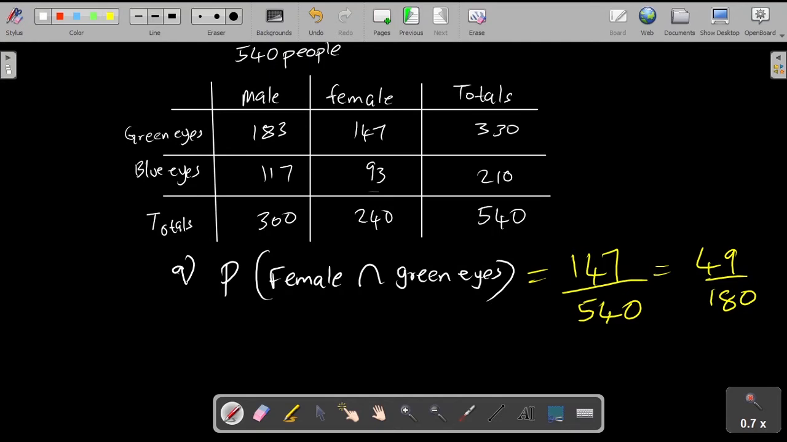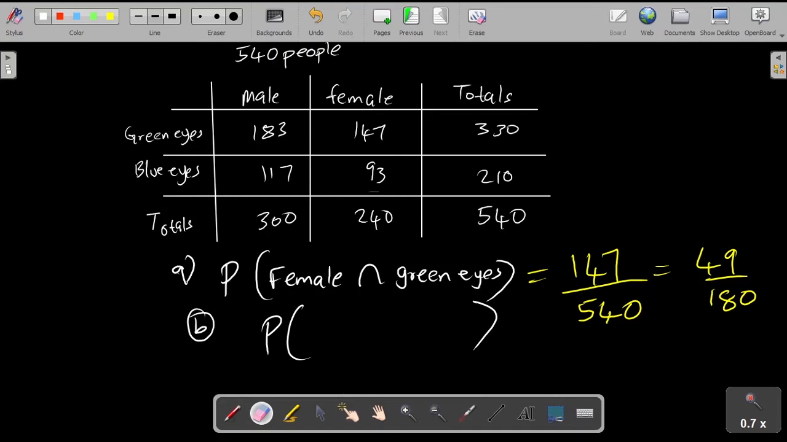The next question says, if a person is selected at random and they have green eyes. So now look at this. We have a constraint over here. So we're only looking at a small group of people, only the people who have green eyes. So everyone else does not have green eyes if they fall outside that total. So the person that we're looking for, let me just complete the line of the question. If a person is selected at random and they have green eyes, so this is a given.